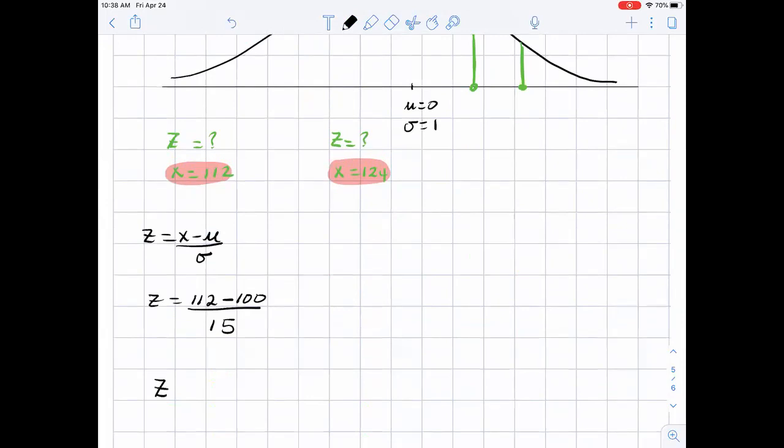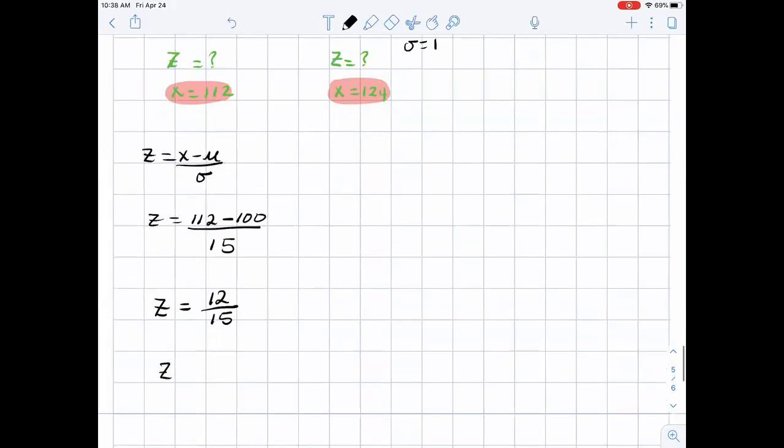So z is equal to, if you take your calculators, okay, 112 minus 100, that will give you 12, okay? And 12 divided by 15, so z here is equal to 0.80. I always write 2 decimals.